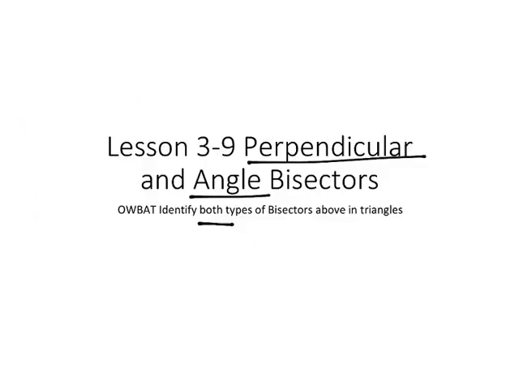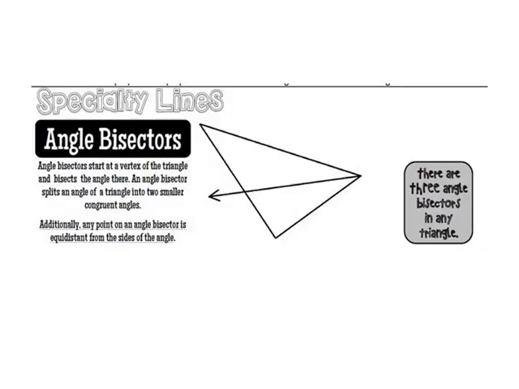Okay, so just to go back again, today we're learning about perpendicular and angle bisectors. So let's talk about each one of those things here. These specialty lines are lines like angle bisectors, and we're going to talk about what this is. An angle bisector starts at a vertex. So let's take this line right here that we're given. It starts right here at this vertex and bisects the angle there.